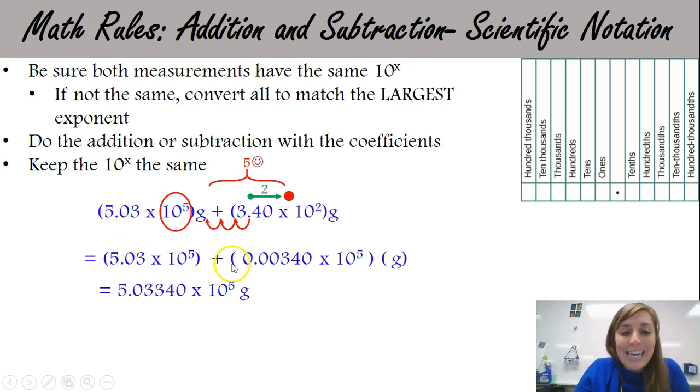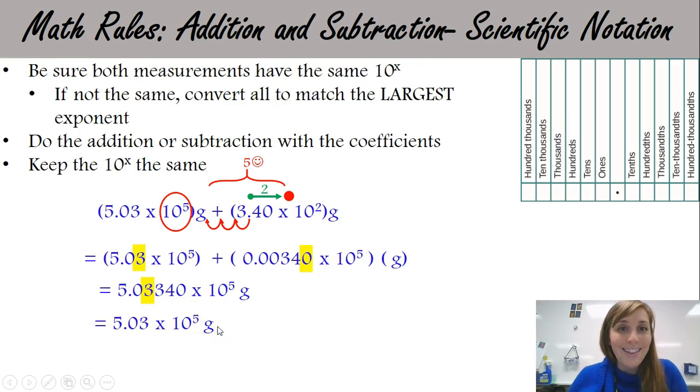So I can look at these for our decimal places. Our last sig fig here is a 3. Our last sig fig here is a 0. If we look, this is bigger, so I have to round to this position. 3 does not change it, so it stays 5.03 in the beginning, and 10 to the 5th sticks around, and grams. Let's do one more.